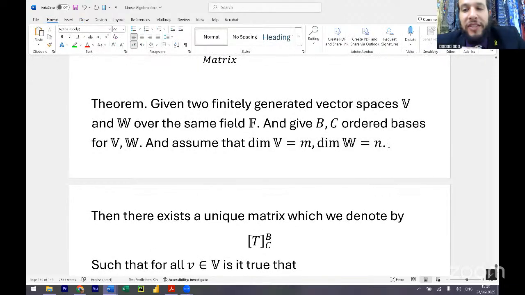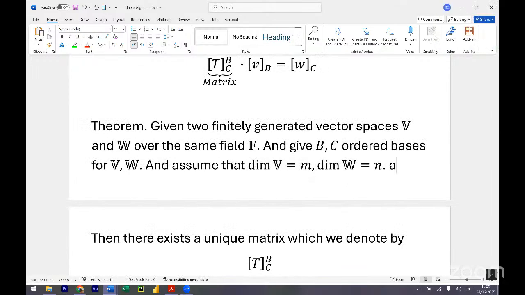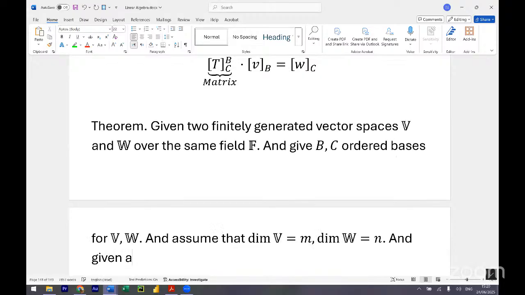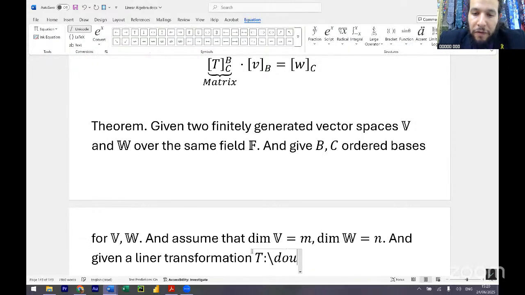And F of T to be N. To be honest, I forgot something else. I didn't mention the linear transformation itself. And given a linear transformation T from V to W.